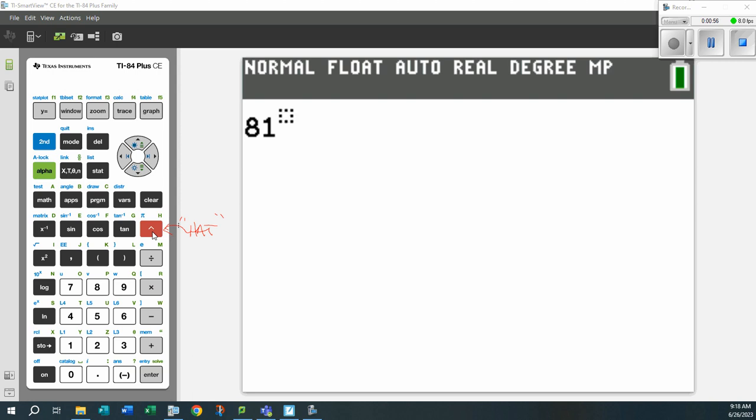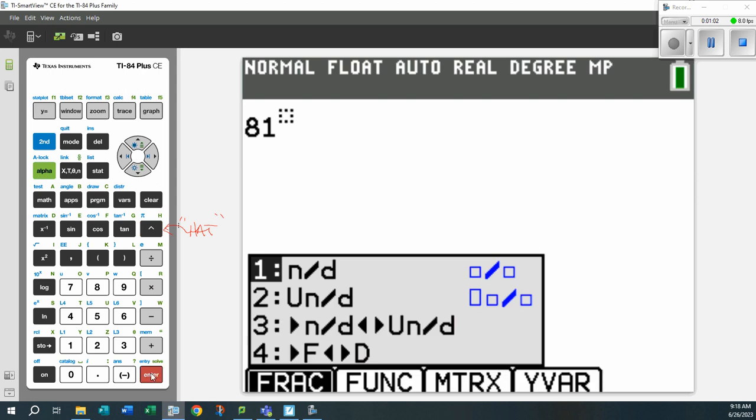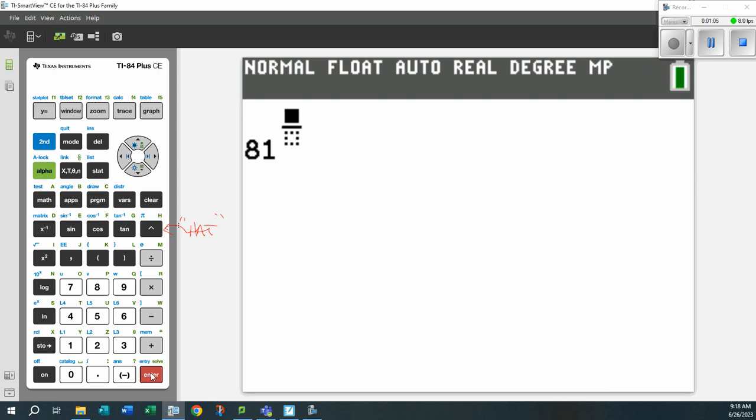Okay, so hat, and I want you to use the fraction button. Remember, alpha F1 gives you the fraction. And if you don't remember that, go back a couple podcasts, you'll see it there. But to the 1/2. Check this out. Look what you get. 81 to the half. Boom. You get 9.